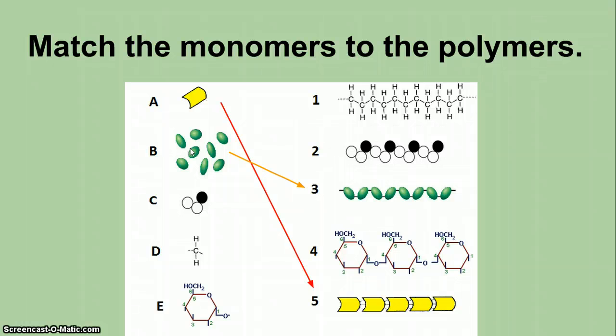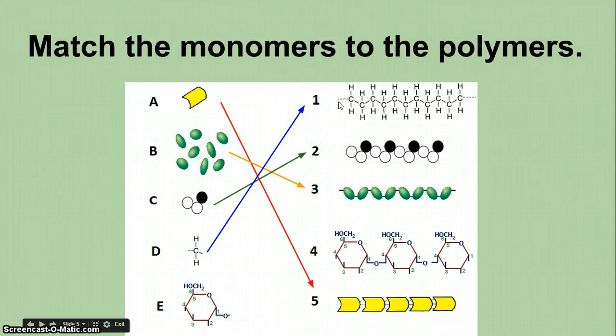C has 2 white circles and 1 black circle. And notice how in 2 that this pattern of a monomer is linked together to make a long chain of a polymer. And at D, hopefully you recognize a piece of a hydrocarbon here. 1 carbon bonded to 2 hydrogen. And monomer D matches with our polymer 1, which is this nice long hydrocarbon chain.